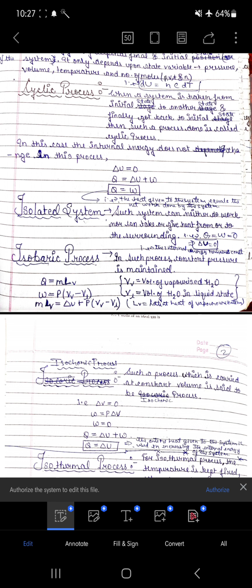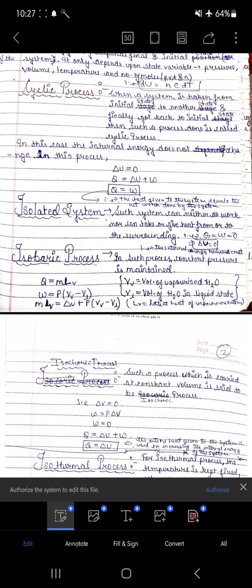Now we further talk about the isobaric process. The isobaric process is the process which is carried out by the system at constant pressure. In whichever case our pressure remains constant during the change, the process will be said to be isobaric in nature.